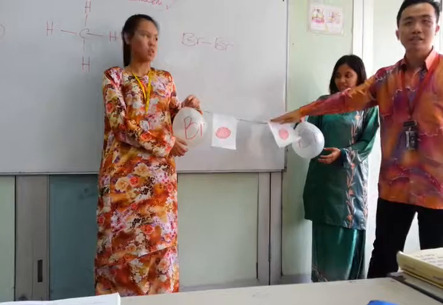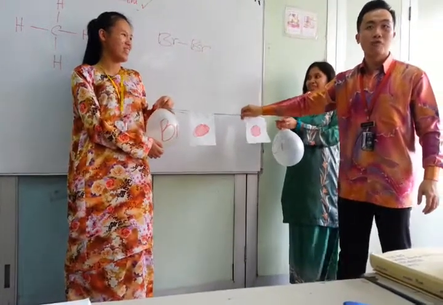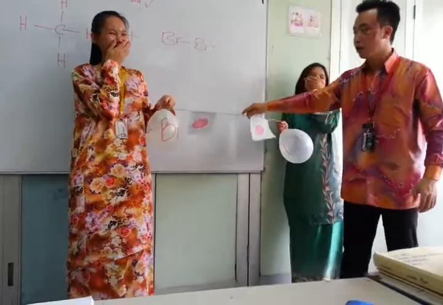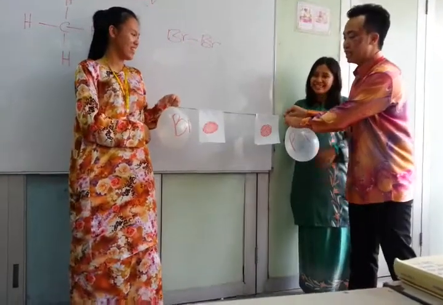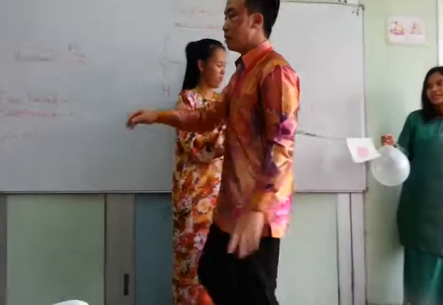What kind of bond is this, class? Covalent bond. This is a covalent bond. So inside this one bond you have 2 electrons being shared. Same goes to this one.